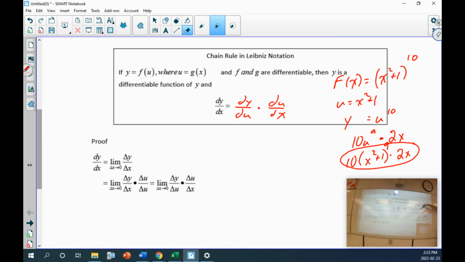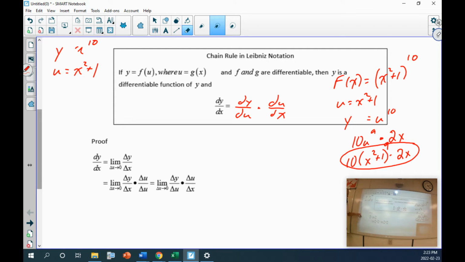So we do have that notation sometimes where we'll say, as I did in this case, we have y is equal to u to the 10, and u is equal to x squared plus 1. Okay? So the derivative, dy dx, is the derivative of this times the derivative of that. Okay? But we tend to write it in this form more often. But this is the Leibniz notation. Okay? So I'll get a couple of examples for you in a minute.